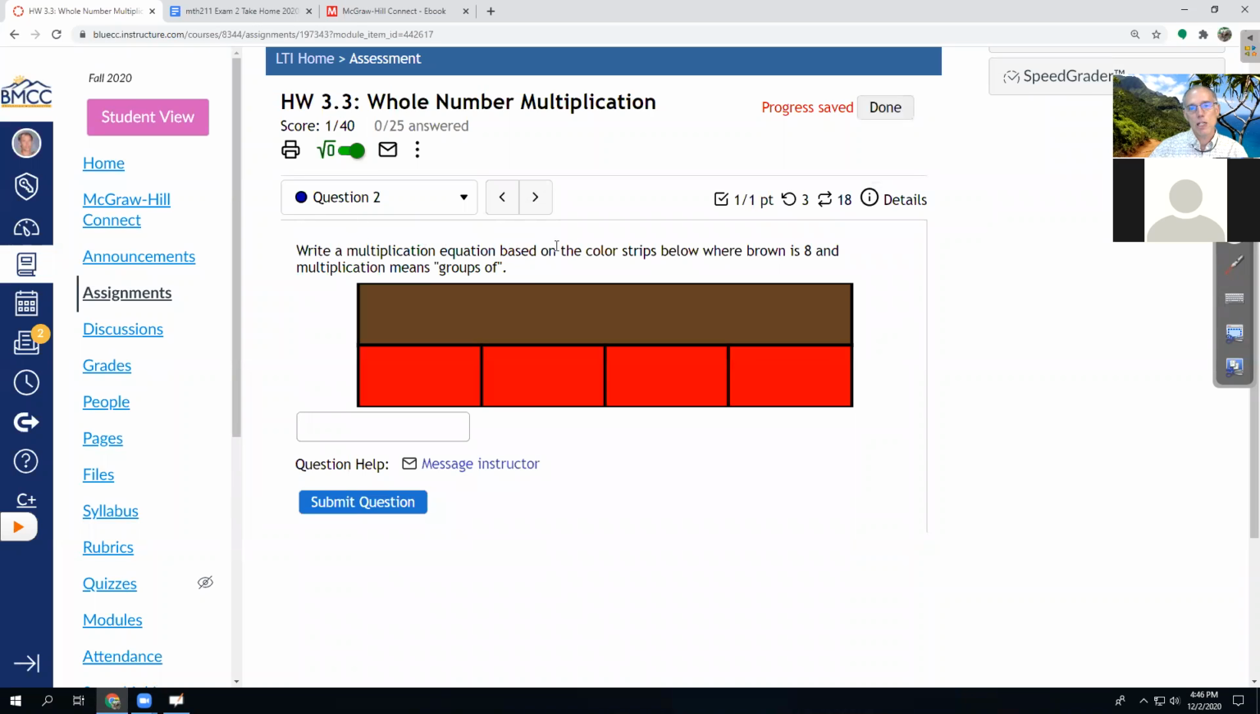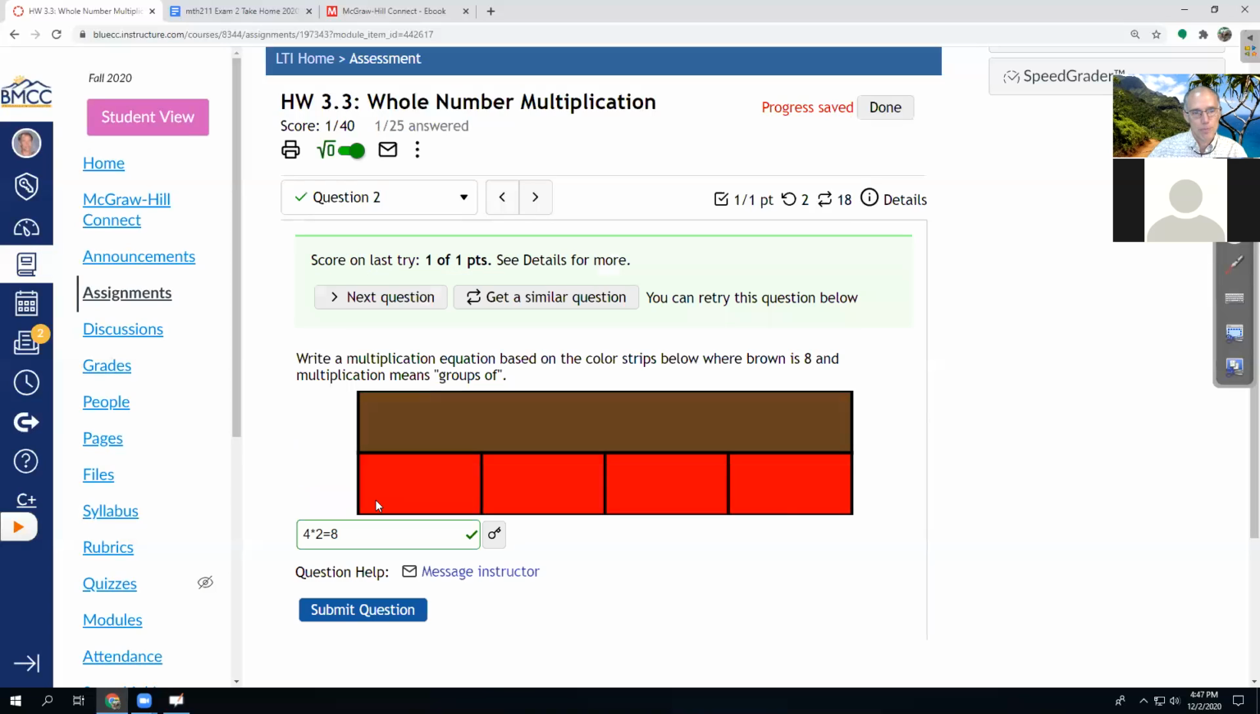I want to write a multiplication equation based on the color strips below, where brown is 8, multiplication means groups of. So if this is 8 and there's 4 below, those red must be worth 2. So then red is worth 2, so I see 4 groups of 2 that equals 8, is what I was hoping that you would see there.